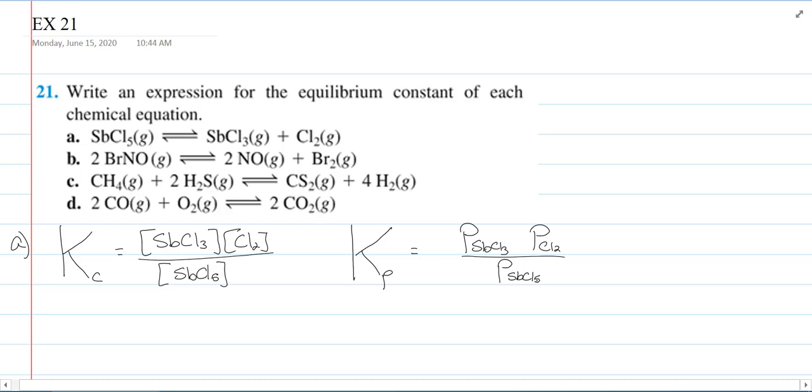That's it. And a lot of times you might see parentheses around, and that's if you want to do it that way. I like to do it that way. That's cool, either way. So that's how you would do this. And everything's gas, so everything's involved in the equilibrium constant.